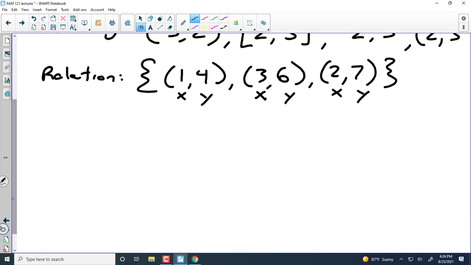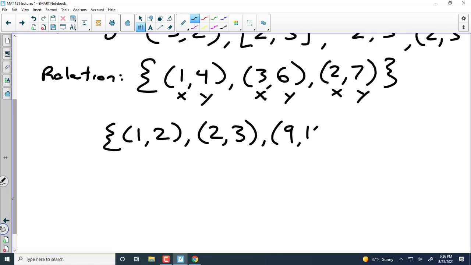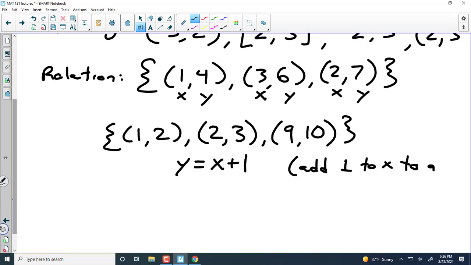It's possible you might see one that looks like this: (1, 2), (2, 3), (9, 10). That one we can look at, and if you study long enough, you'll see the rule. Whatever was put in the first slot for the x value, you add one to get to the next one. In fact, this relation can be described by an equation: y equals x plus 1. You just say you add 1 to x to get y. But this other one I have no idea what the rule is. I just picked a bunch of random numbers.